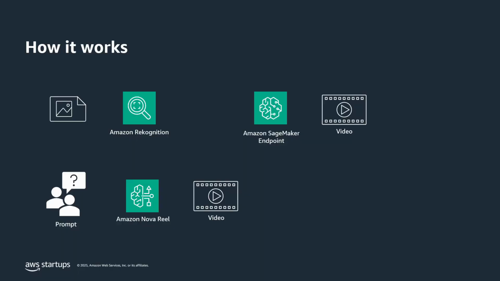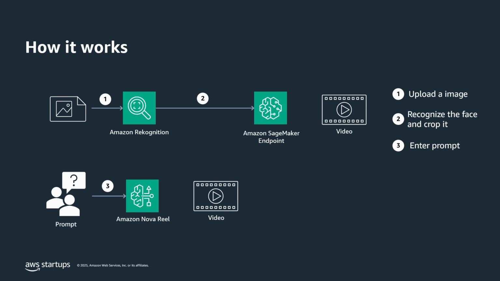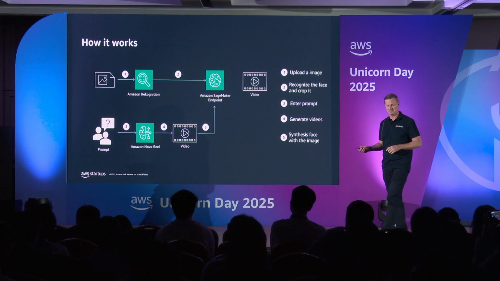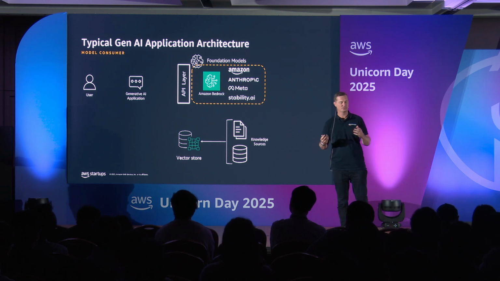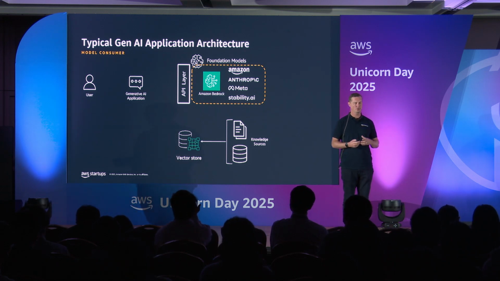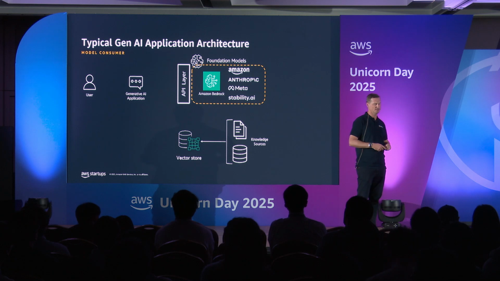So first of all, what you do for this demo, you take a photo, upload it through Rekognition to recognize the face and crop it, then enter a prompt into Nova Reel to create one or more videos like the cooking, the surfing, the Squid Games videos you just saw, generate the videos, then pass them back through to SageMaker to then synthesize the face with the video and create me looking like a stupid person doing a bunch of the things that I was doing. Return the videos. For a more common pattern, this is what we see most people who are building for adding a LLM to an existing application.